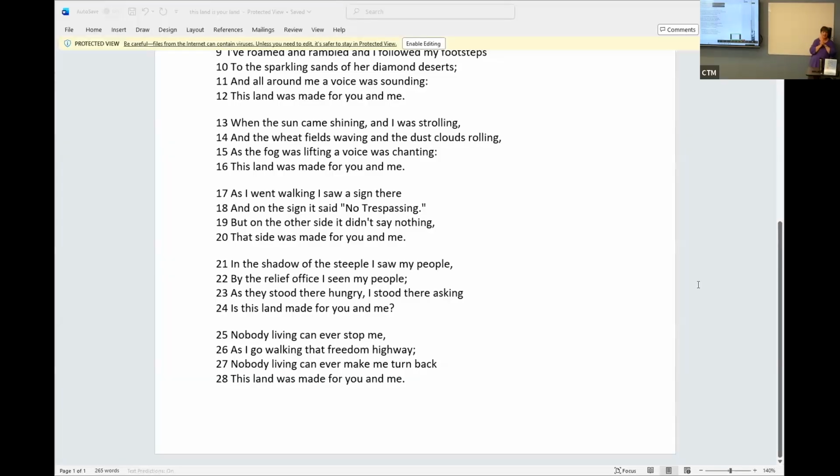In the shadow of the steeple, I saw my people. By the relief office, I seen my people. As they stand there hungry, I stood there asking, is this land made for you and me?